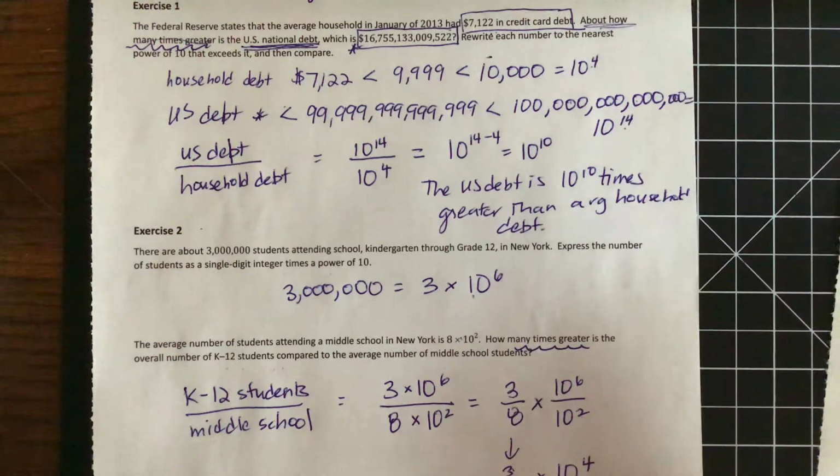And now we could multiply that out, right? And move the decimal 4 places. 1, 2, 3, 4. So we're going to get 3,750 times more students. Sorry, you hear my dog in the background. In K-12 compared to middle school.